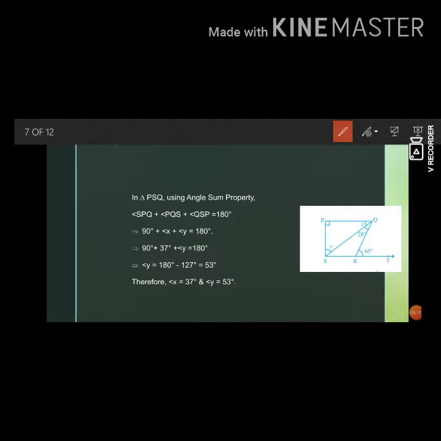Now we will consider the triangle PQS, that is this triangle. Here we already got X. We know P is equal to 90 degrees. So by the angle sum property we can find Y. So angle SPQ plus angle PQS plus angle QSP is equal to 180 degrees. Substituting all the values and solving for Y, we will get Y is equal to 180 minus 127, that is 90 plus 37, which is equal to 53 degrees. So our X is 37 degrees and Y is 53 degrees.